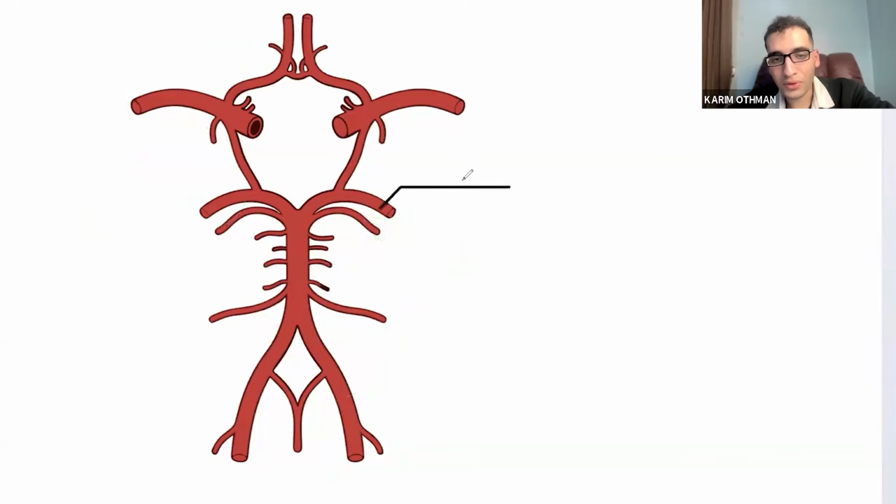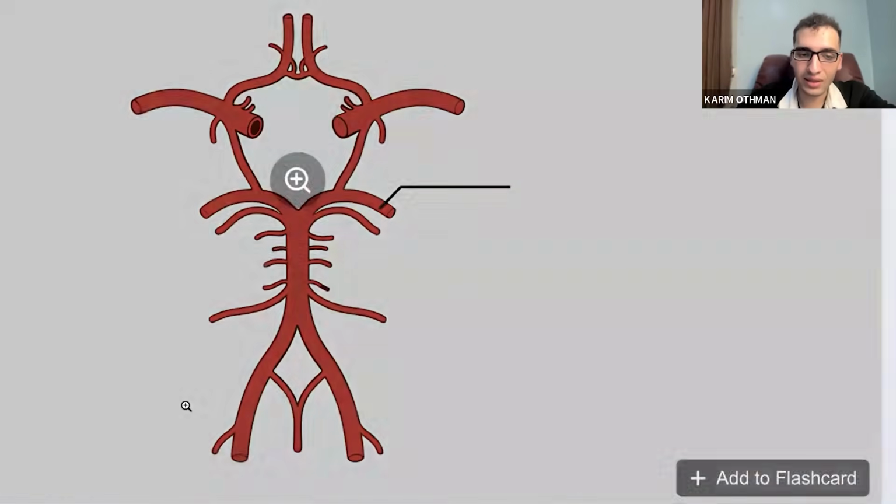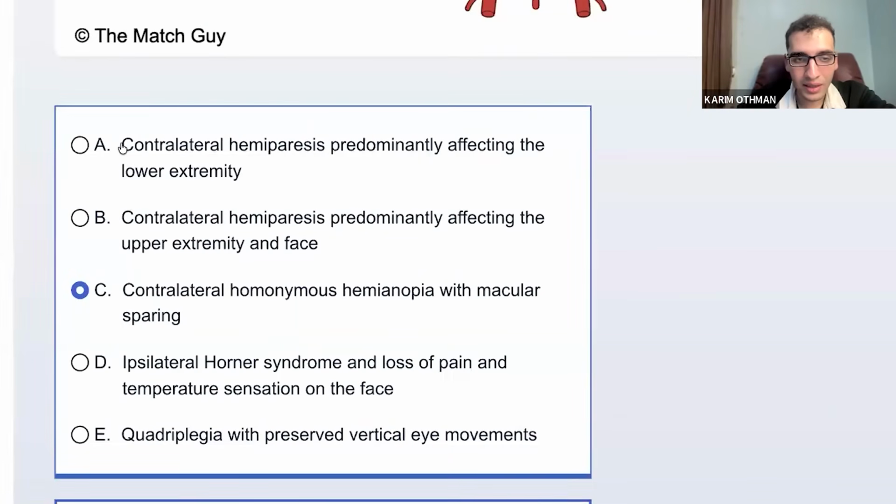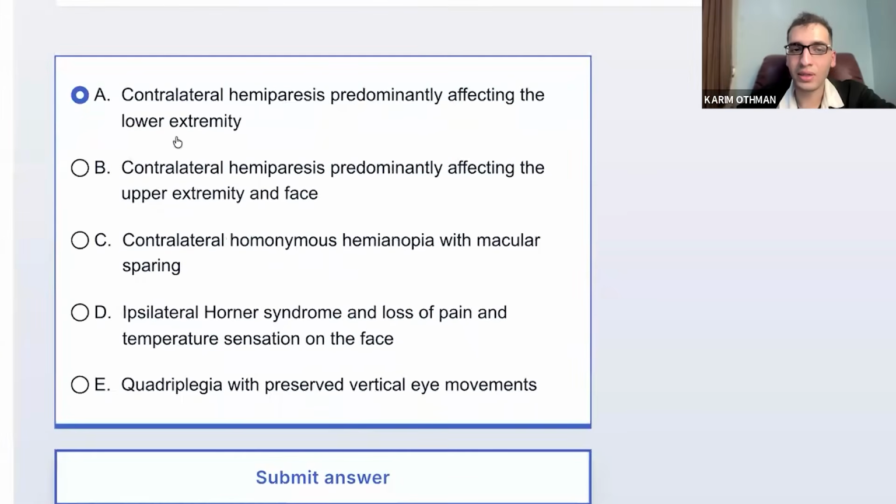So we know that this is the posterior cerebral artery. It supplies the midbrain, but it also does another thing. What do you think, guys? What else can it do? Would it be contralateral hemiparesis affecting the lower extremities, or contralateral hemiparesis affecting the upper extremity and face, or homonymous hemianopsia with macular sparing, or Horner syndrome and loss of pain and temperature on the face, or quadriplegia with preserved vertical eye movement? What do you think?